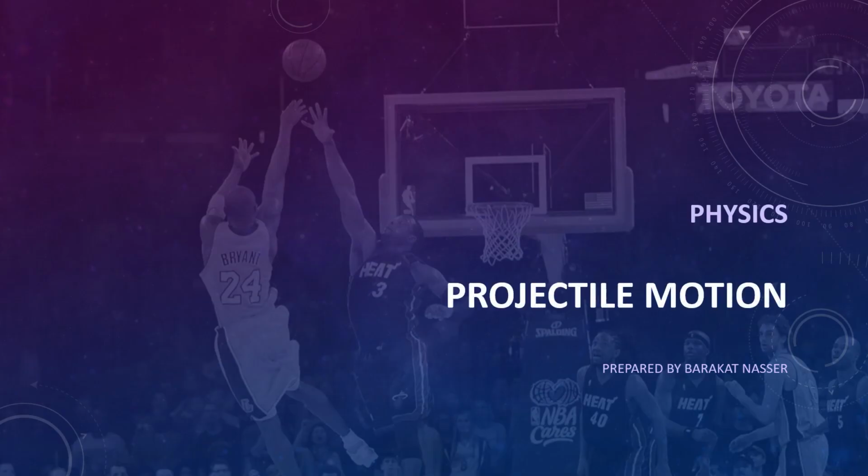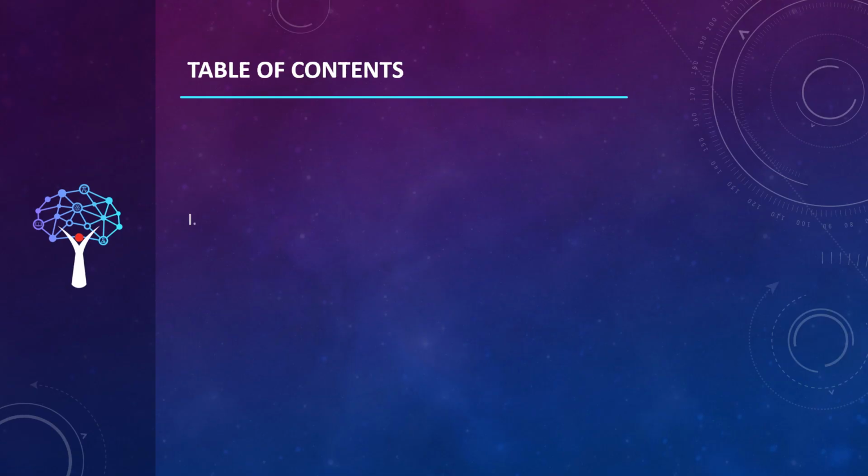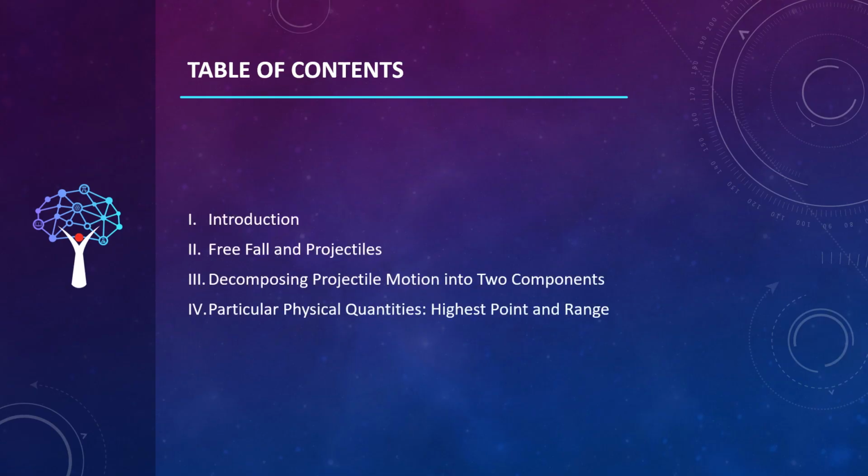Today's section is about projectile motion, which is the third part of Unit 2, Motion in Two Dimensions. In this section, we're going to cover free fall and projectiles. We'll study projectiles according to the two components of motion on the horizontal and the vertical. Then we're going to go to particular physical quantities related to projectiles, which are the highest point and the range.